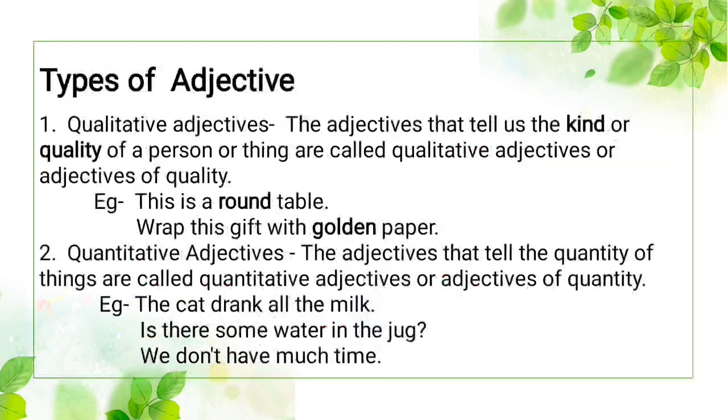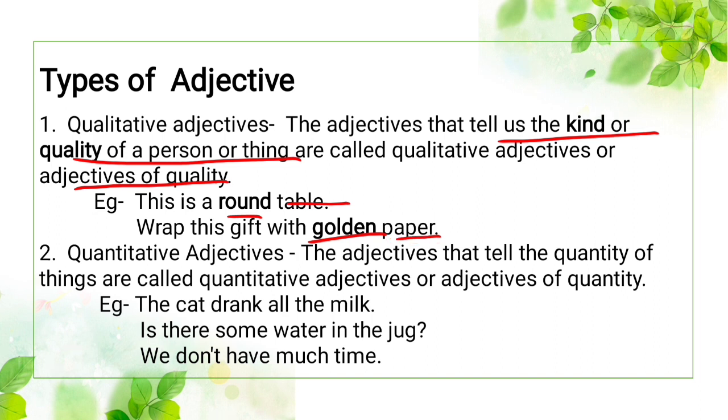Now the next topic is types of adjectives. First type is qualitative adjectives. The adjectives that tell us the kind or quality of a person or thing are called qualitative adjectives. These are also known as adjectives of quality. Example is like this is a round table. Here we can see that the word round is defining a quality of the table, that it is round. Next example is wrap this gift with golden paper. Here we can see that the word golden is describing a quality of the paper.